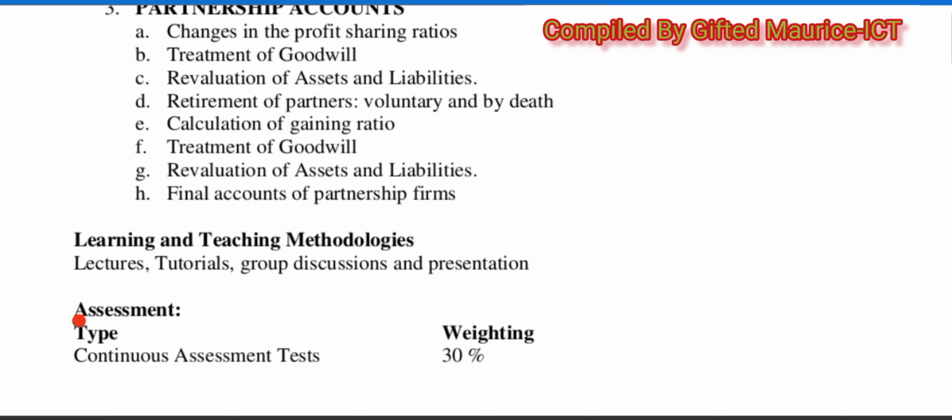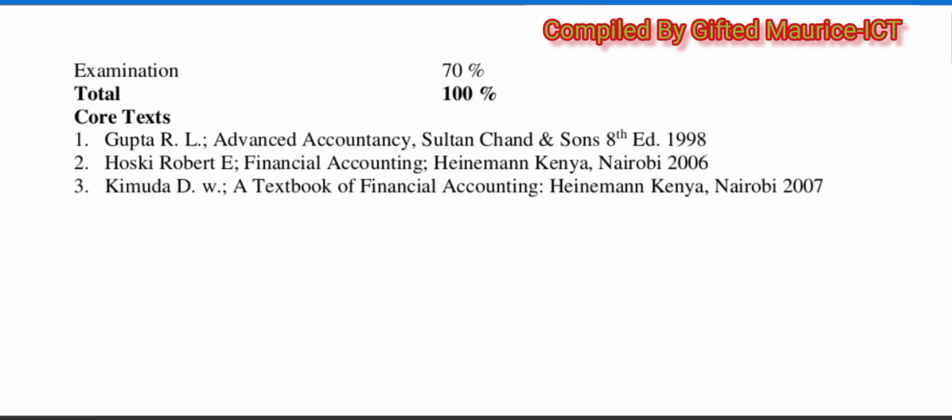And then assessment of the course. So we have the continuous assessment, which will comprise class exercises, sit-in tests and assignments, accounting for 30%. And of course, 70% will come from the end of semester exam, making a total of 100%.